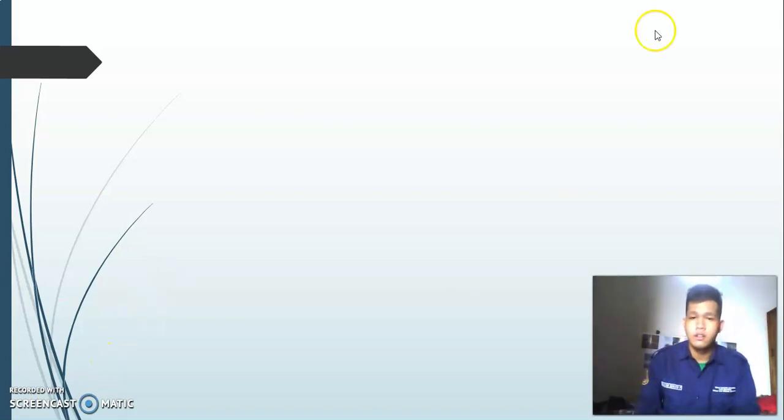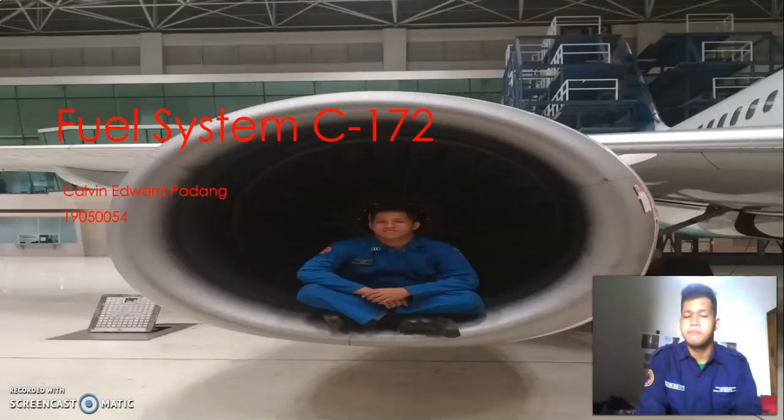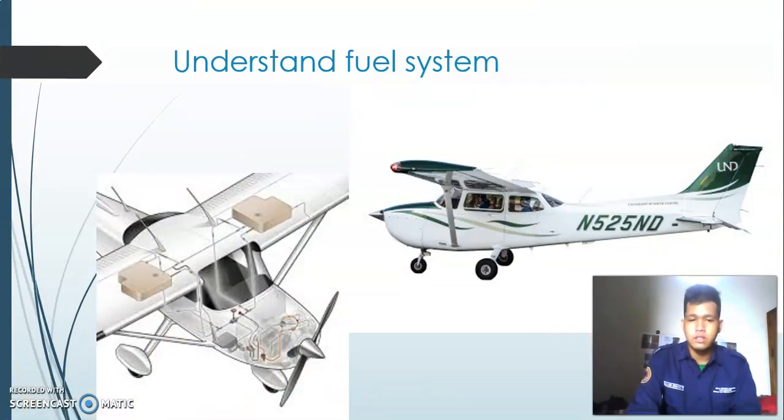So today we will talk about the fuel system in the Cessna 172 aircraft. This talks about the service manual fuel system. Before we go to the service manual, we need to understand the fuel system. Same like the last video I talked about the fuel system, but that was a task card.